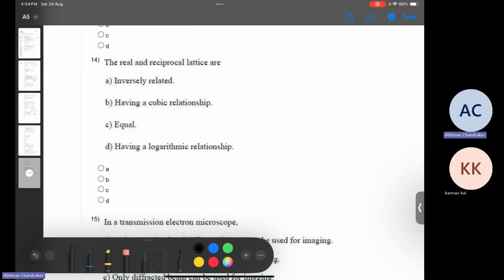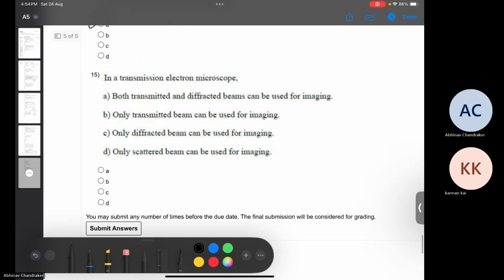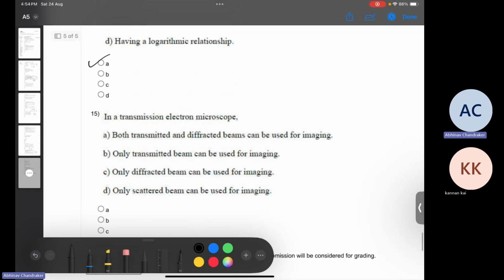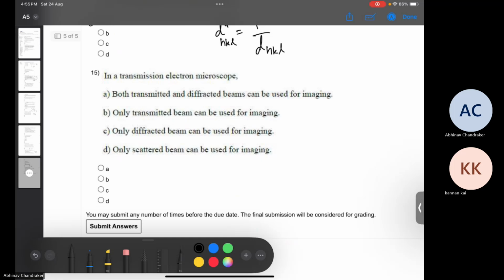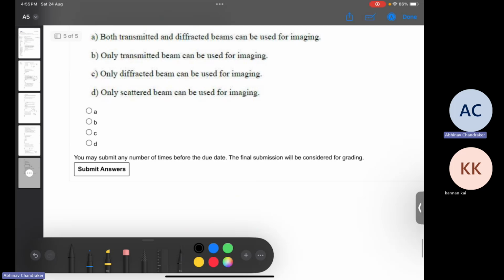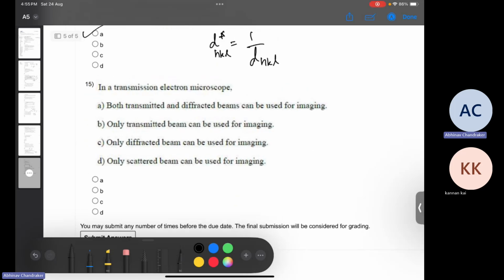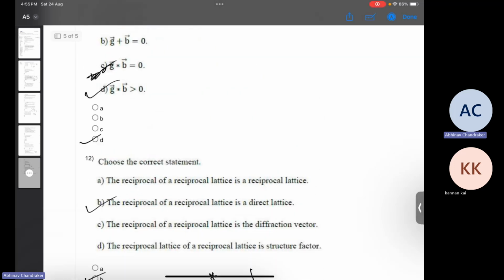Same question again: real and reciprocal lattice are inversely related, and d star equals 1 by d. Next, this is also a basic question. The correct answer is that both can be used for imaging. The transmitted beam will give a bright field image, and the diffracted beam will give you a dark field image. The answer is A. With that, assignment 5 is complete.